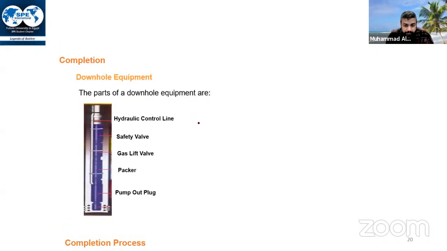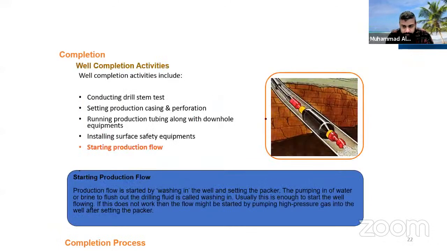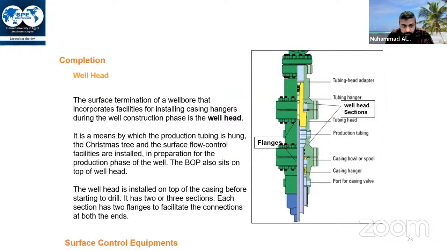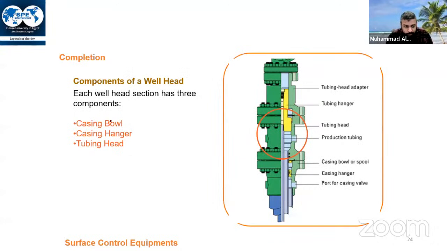So what it does, let me show you. Here it is. If you have a casing, it will be hanged here. Here we have the casing hanger. So casing will be hanged here, then it will be sealed from this one. So that's this assembly of the wellheads that we have, and above it we put the Christmas tree and so on. Basically, in the wellhead we have three components. We have the casing bowl, we have the casing hanger, and we have the tubing head.